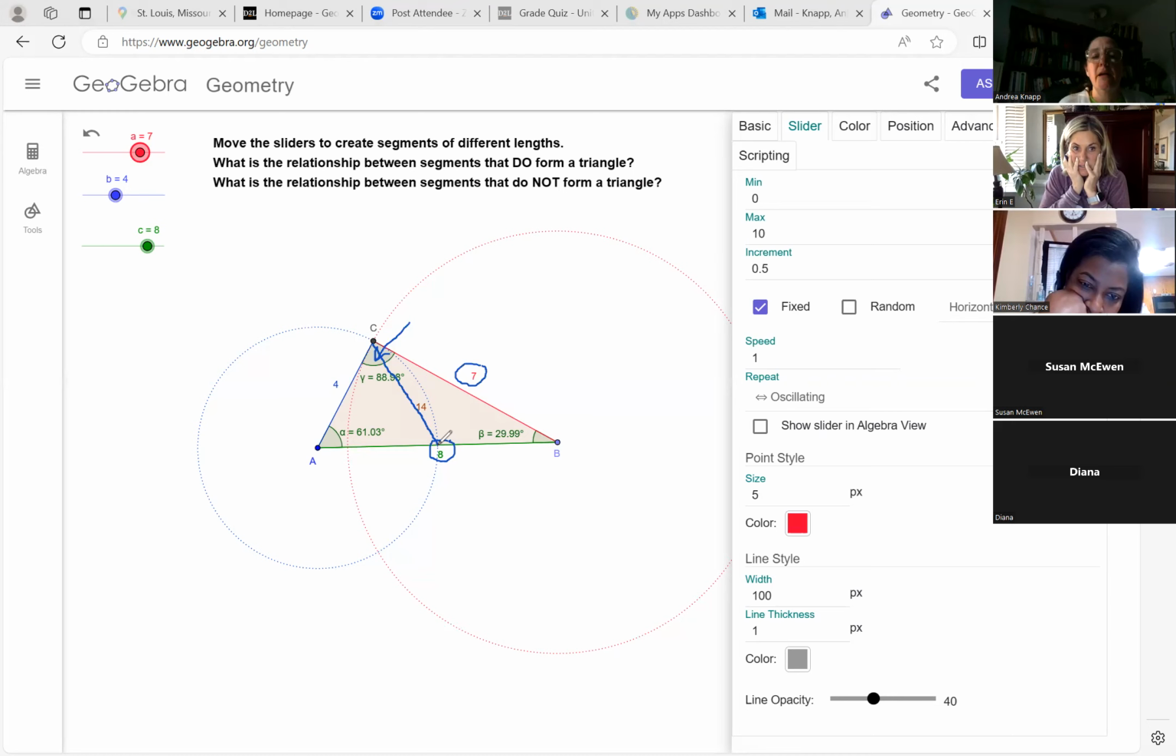It could come down like this, making it a different triangle. So this side stayed the same, that side, oh wait a minute. Let me erase that and start over.